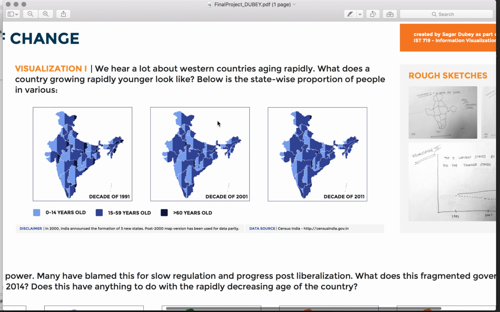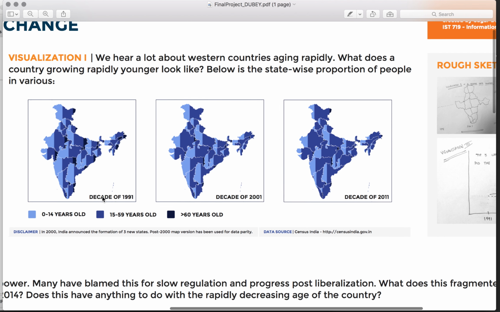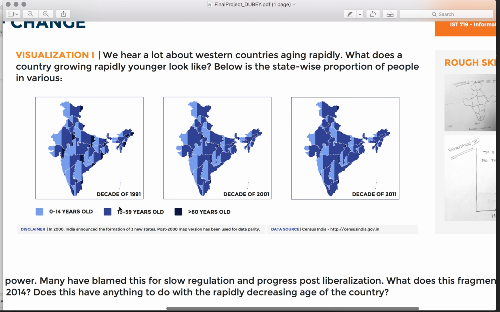So today in the news, there's a lot of talk about the effects of rapid aging in Western and developed countries. So I wanted to explore what it looked like to have a country that's growing young at a really fast rate. The World Bank considers this 15 to 59 years age bracket to be the working age group. And as you can see, I have tallied 3 decades of census data in these 3 visualizations, where this shade of blue represents the working age population.